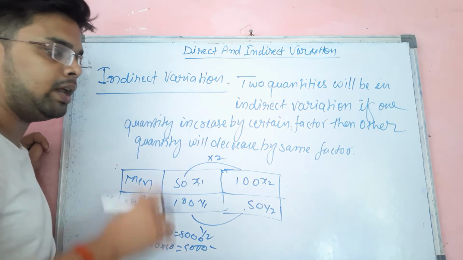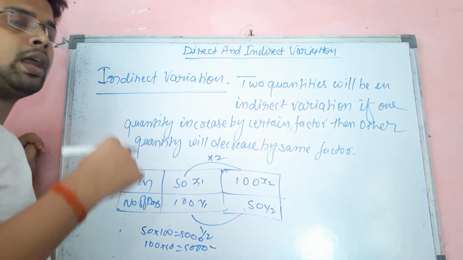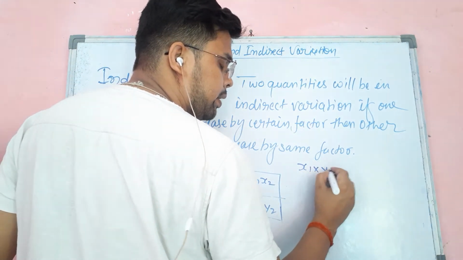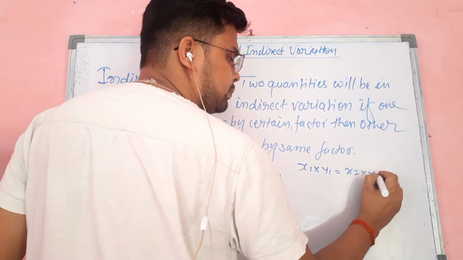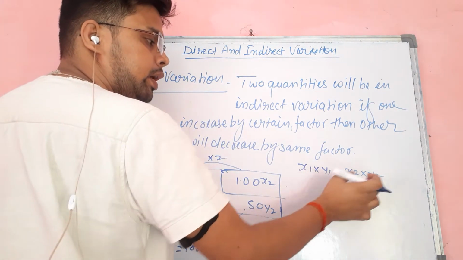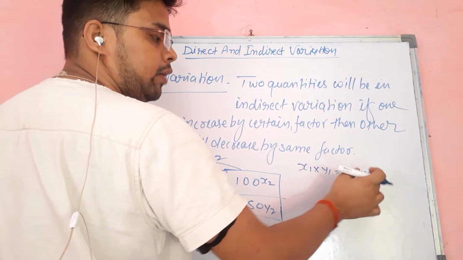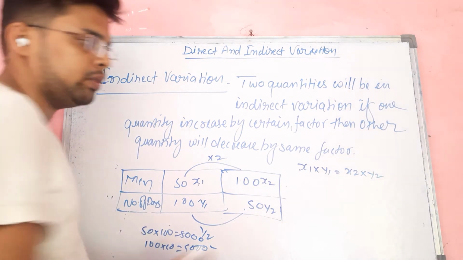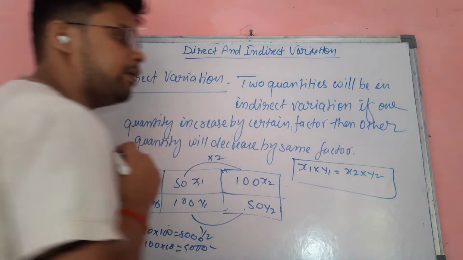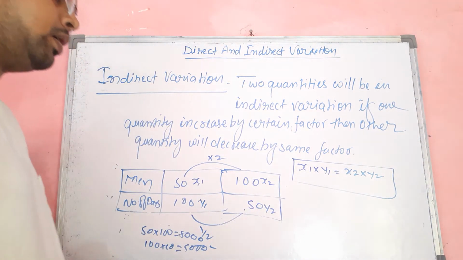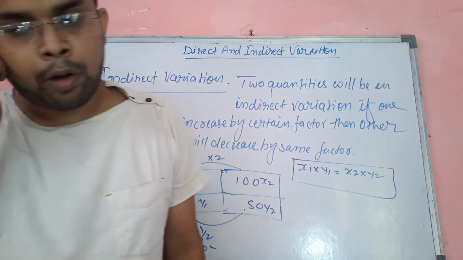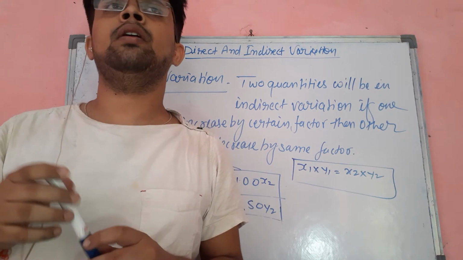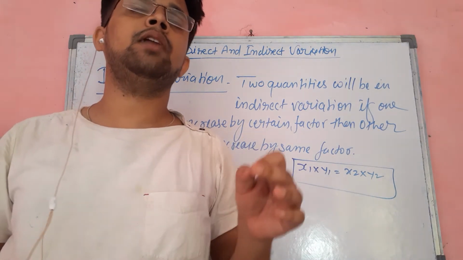So I can say that if x1 and x2 are two quantities and both are in indirect variation, I can write x1 into y1 is equal to x2 into y2. The product of the first quantity will be equal to the product of the second quantity. It will not change. Understood? This is the formula: x1 into y1 is equal to x2 into y2. Understood?